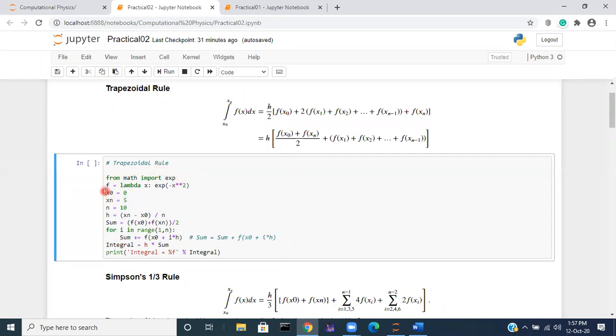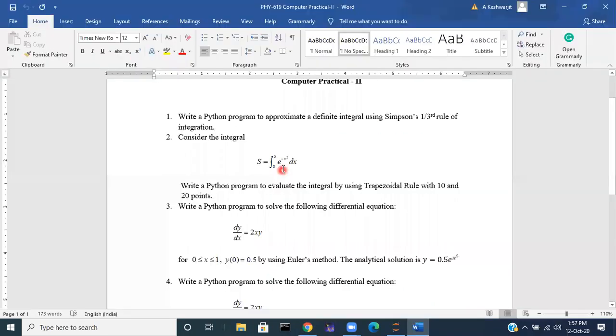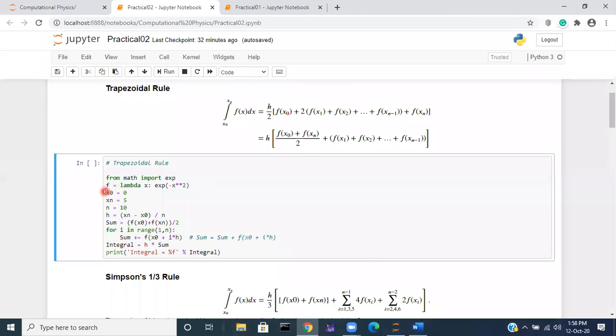Then we use a lambda function to define f of x, the integrand, when we integrate the function e to the power minus x square. So first let us define the function. The lambda function definition is f equal to lambda x: exp of minus x square. So what is the meaning of this? This means that our f of x is equal to the exponent of minus x square.